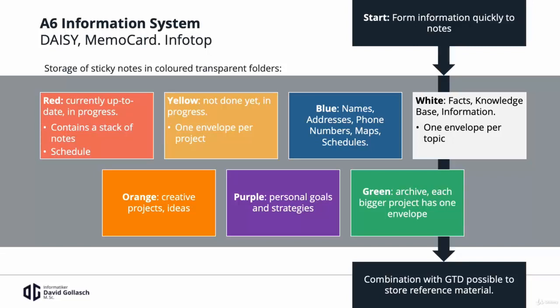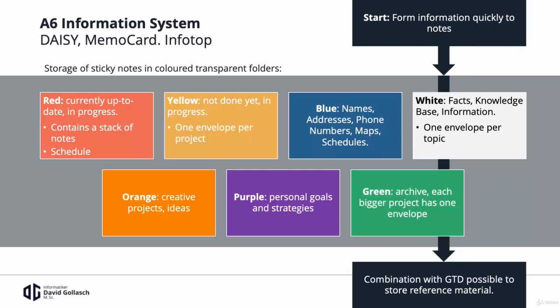Well, if a new task comes in, then you have to decide in which of those colored folders your information goes. So basically, these 7 folders are there to keep track of the things that matter at the moment, that are in progress, that are done, and maintain as well the information that you collect for reference purposes.